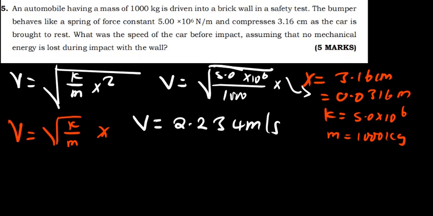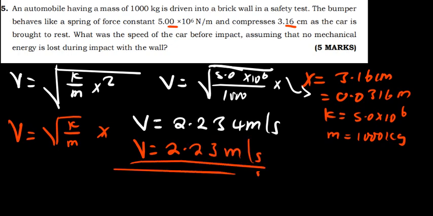Now what you are going to follow here: all these things were in 2 decimal places, so I'll leave the answer in 2 decimal places. 2.23 meters per second. That's the velocity before the impact. So that is it for question 5.